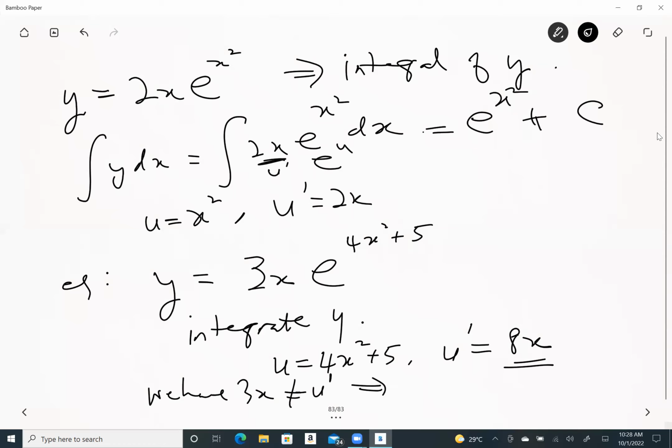So what do you do? You multiply by what in order to get 8x? We multiply by the same principle that we just learned. Multiply by what? What ratio of constant? What we want is 8x. So multiply by what ratio? Anybody remember?